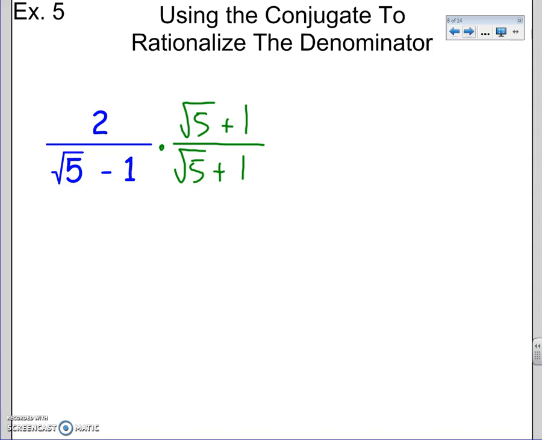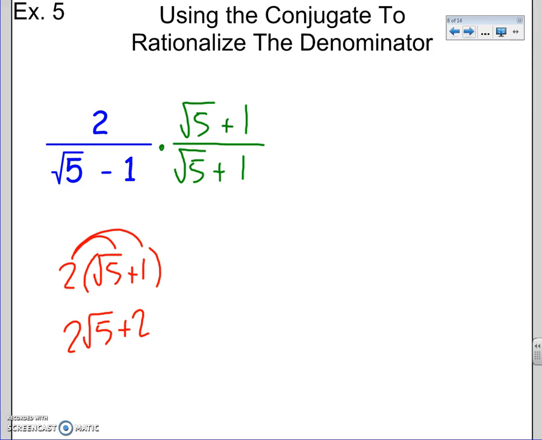Alright, now multiply sideways. Now to make it a little easier for us, I'm going to do the top as its own problem and the bottom as its own problem and put it back together. So for the top, this is 2 times, I'll put parentheses, square root 5 plus 1. Well, that's easy, just distribute. So that's really 2 square root 5 plus 2. That's going to be on the top of my fraction.